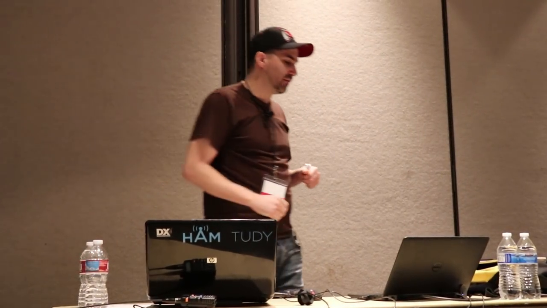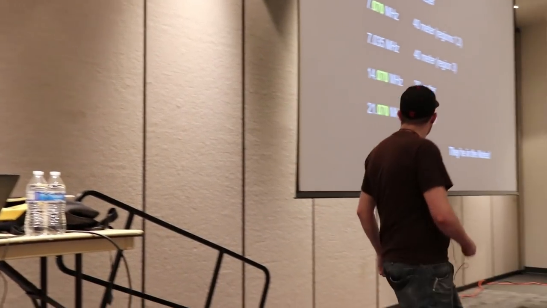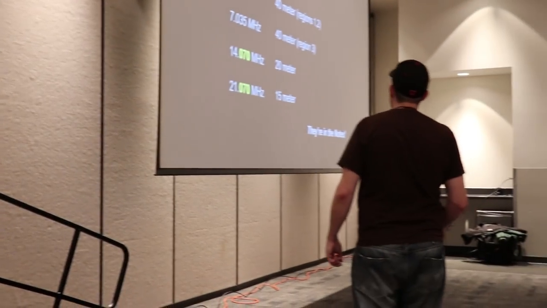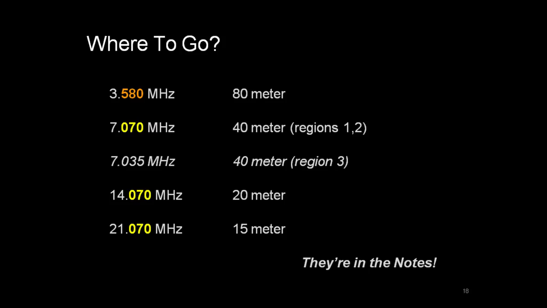So, okay, this is nice and all, but have you seen the band plan and how huge it is and how much space you have? Where in the world do I find everybody? There's kind of a convention where you go to a certain spot, and this is where you're going to find them. This is also in the notes. But if you've noticed, there's kind of a pattern here, right? I don't know if you guys have noticed that. For some weird reason, they're all in yellow, too.